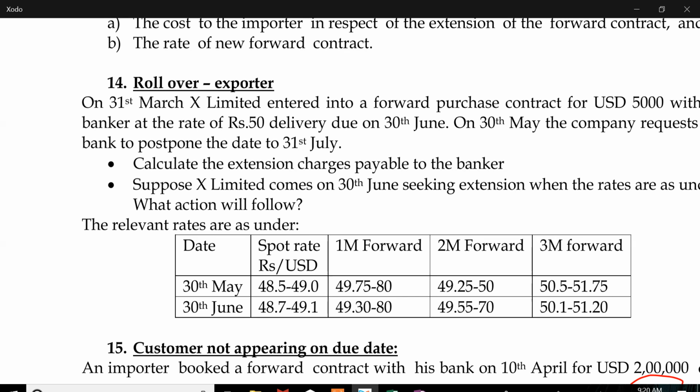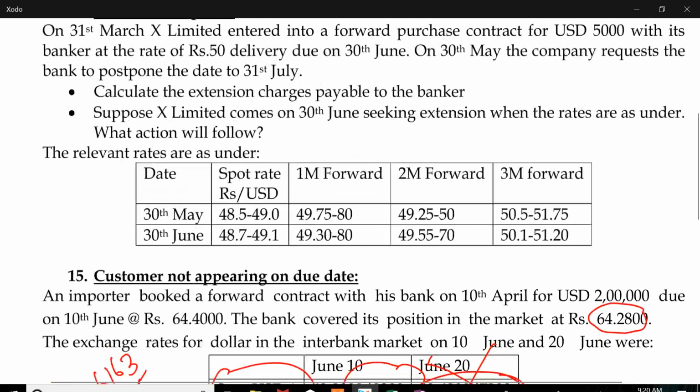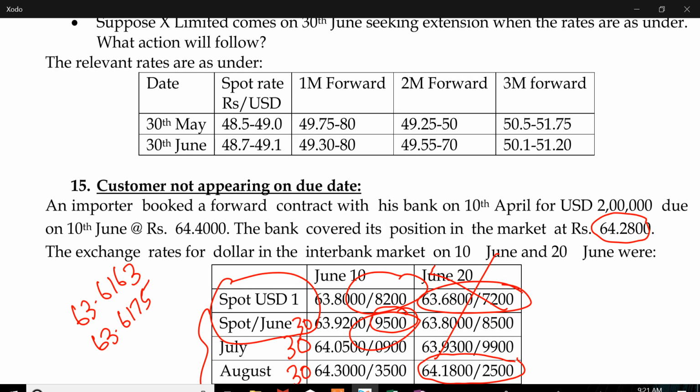Next point, cost to the importer for extension equal to loss due to the extension. Hyphen, we will have to write cancellation loss as well as effective loss. Question 14, no special adjustment. Question 15 and 16.